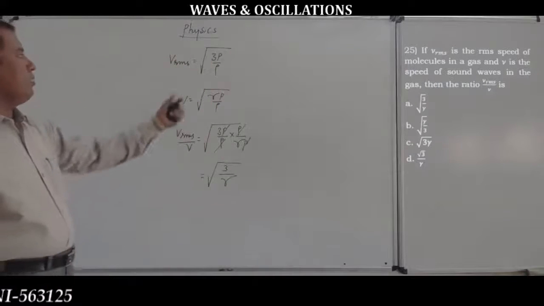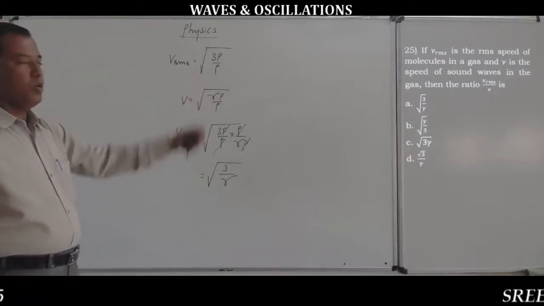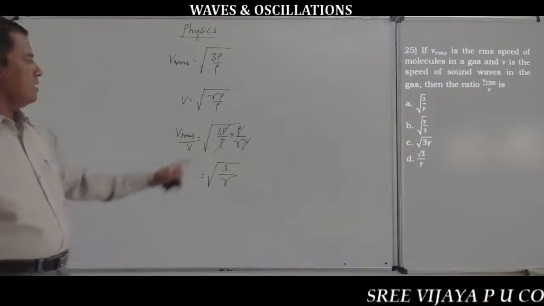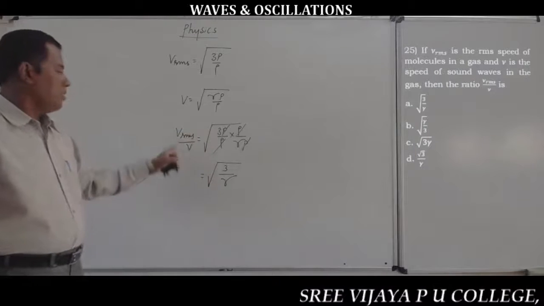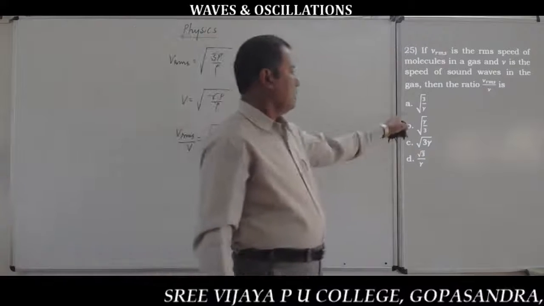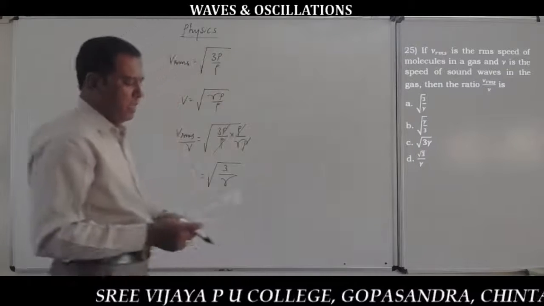The RMS speed of molecules is given by the square root of 3p by rho, and the speed of sound waves in the gas is the square root of gamma p by rho. Upon taking the ratio, it comes out to be the square root of 3 by gamma. So that is the first option, option A.